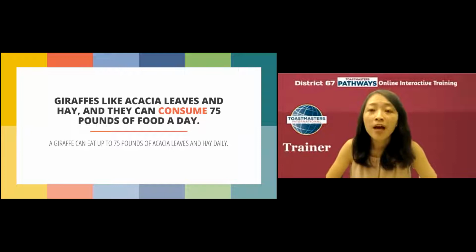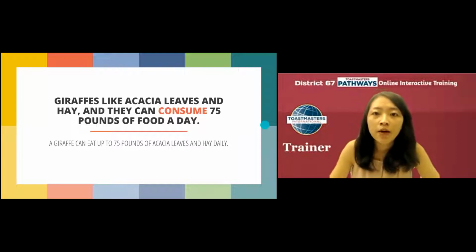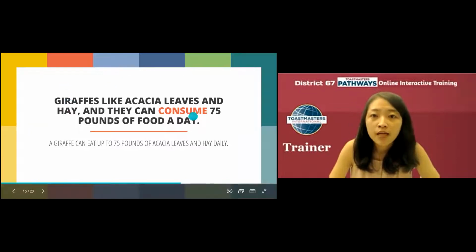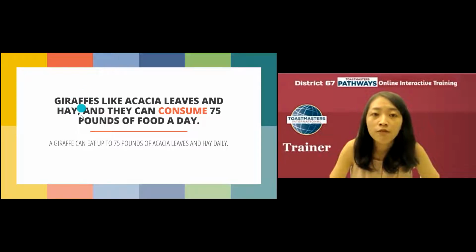And the third one, we have to rephrase. We can see here, giraffes like these types of veggies, and they can eat this much a day, right? They can eat this a day.